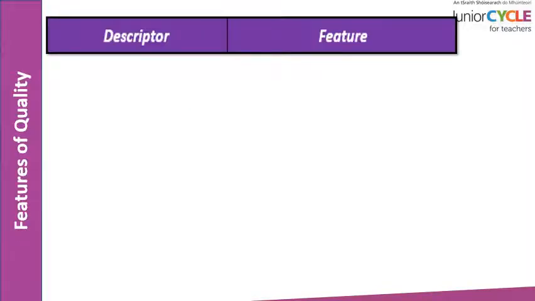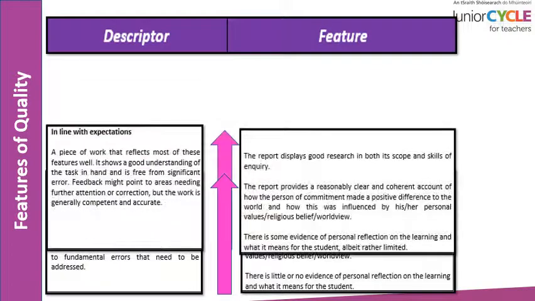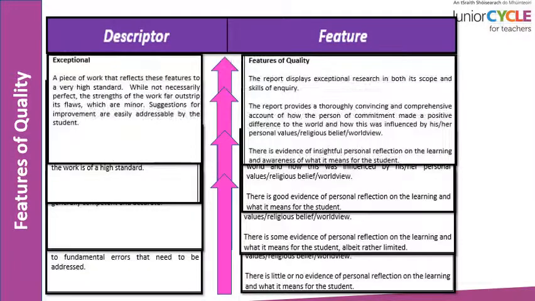When assessing the level of student achievement in a classroom-based assessment, teachers will use on-balance judgment in relation to the features of quality, which are set out in 4 level descriptors. When preparing to assess a student's work, it is recommended that you work from yet to meet expectations up to exceptional. Here you will see each descriptor for CBA 1 alongside the feature. The features of quality can be shared and discussed with the students before they begin their CBAs.